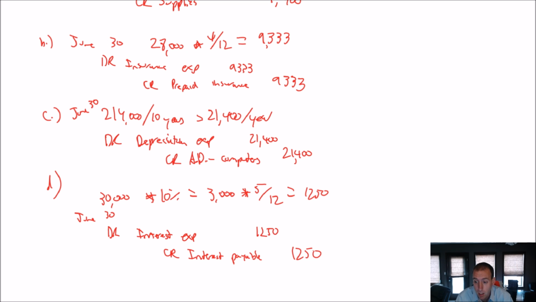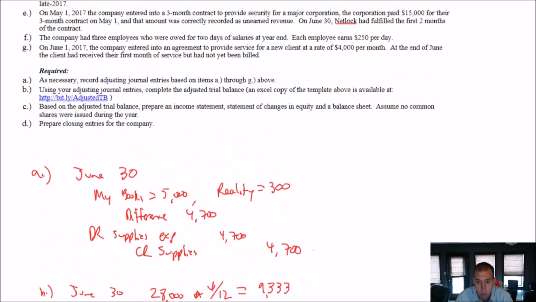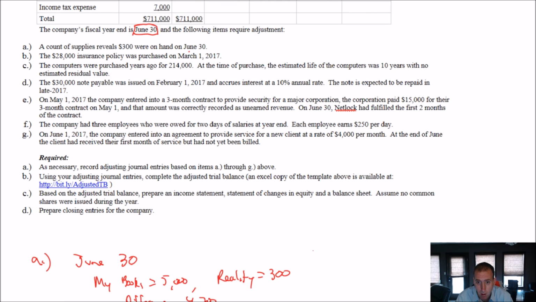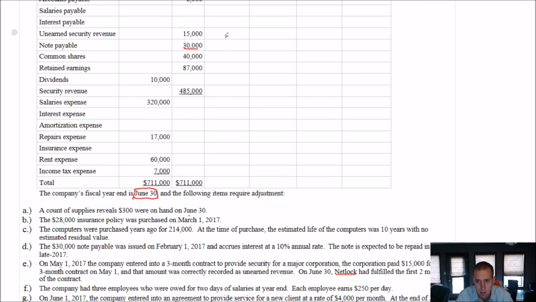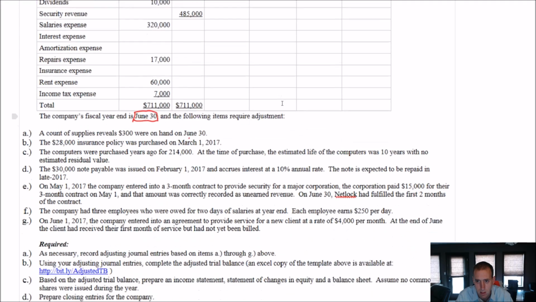Okay, continuing on then. Let's scroll back up. That was D. We're on to E. On May 1st, 2017, the company entered into a 3-month contract to provide security for a major corporation. The corporation paid $15,000 for their 3-month contract on May 1st. Oh, they paid us in advance. So this is an unearned revenue, and the amount was correctly recorded as unearned revenue. So I go up to the unearned revenues. Yes, I see unearned security revenue, $15,000.